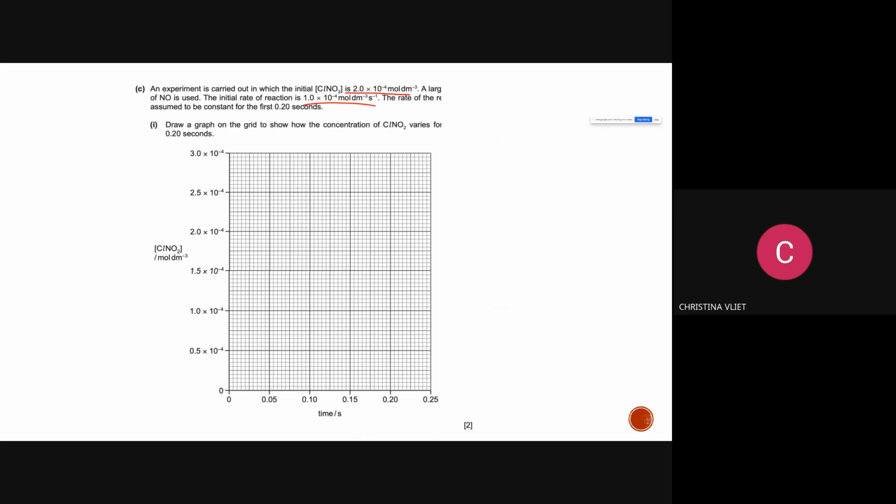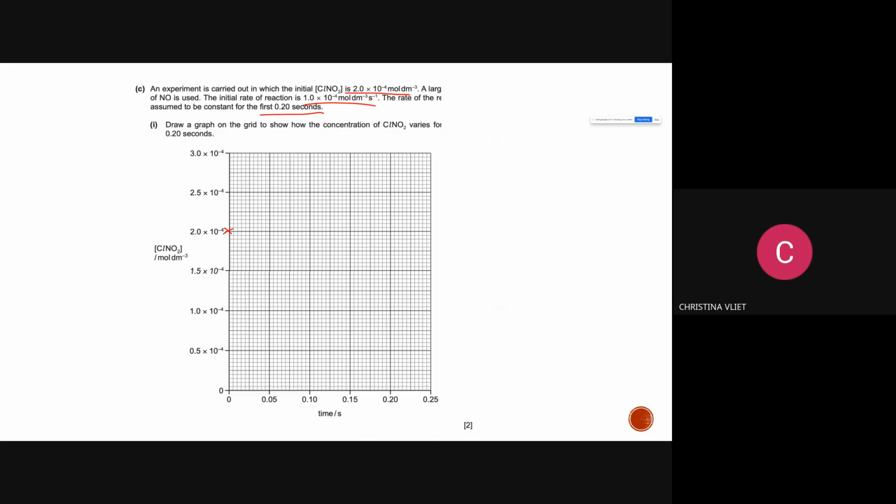And they tell you to assume the rate of reaction is constant for the first 0.2 seconds. Could you draw a graph to show how the concentration varies for 0.2 seconds? What would we do? We've got the initial concentration. We know that it's 2.0 times 10 to the negative 4. How could we figure out how the concentration varies for 0.2 seconds?